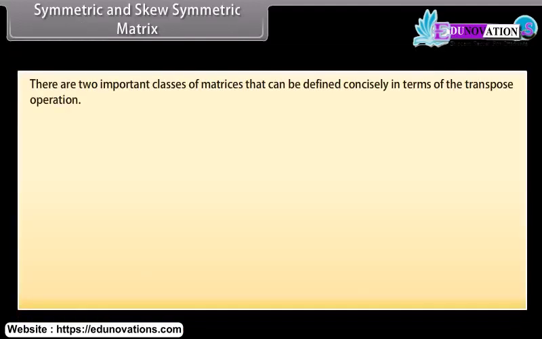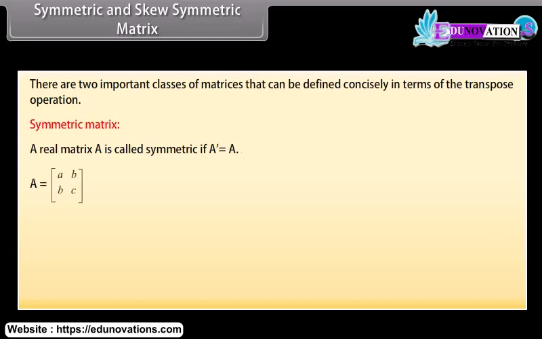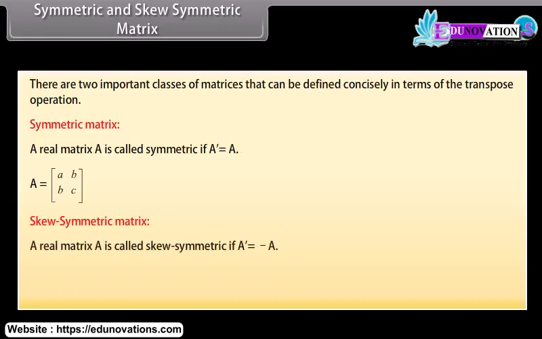Symmetric and skew-symmetric matrix. There are two important classes of matrices that can be defined concisely in terms of the transpose operation. Symmetric matrix. A real matrix A is called symmetric if transpose of matrix A is equal to matrix A. Here A is a general 2 by 2 symmetric matrix. Skew-symmetric matrix. A real matrix A is called skew-symmetric if transpose of matrix A is equal to minus matrix A. Here, A is a general 2 by 2 skew-symmetric matrix.